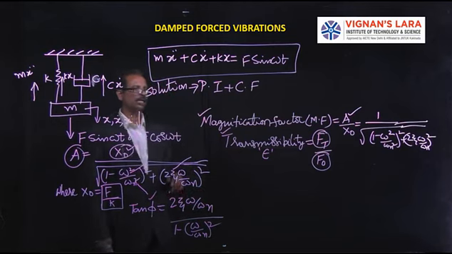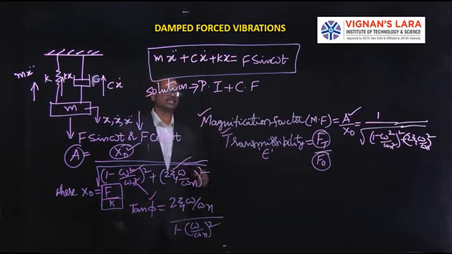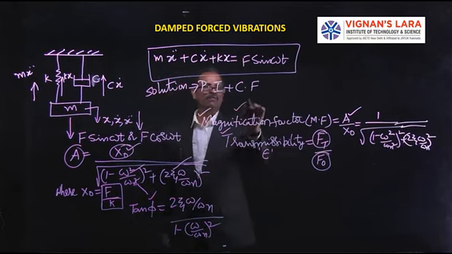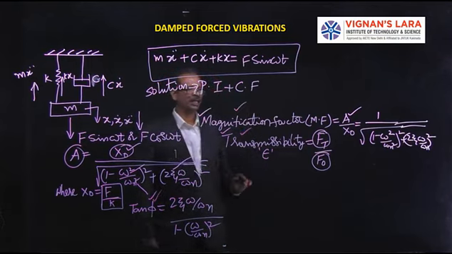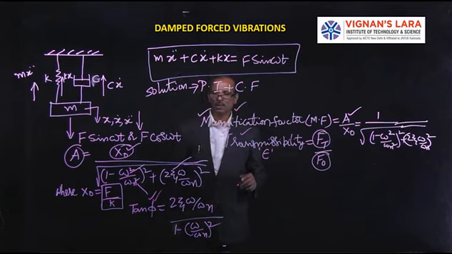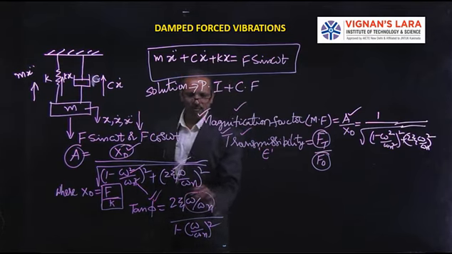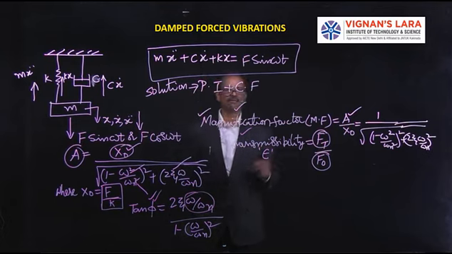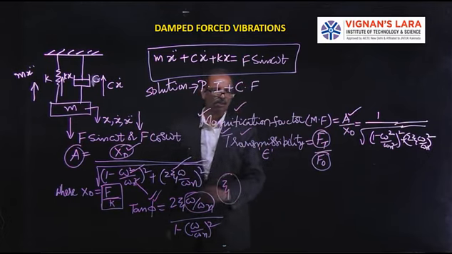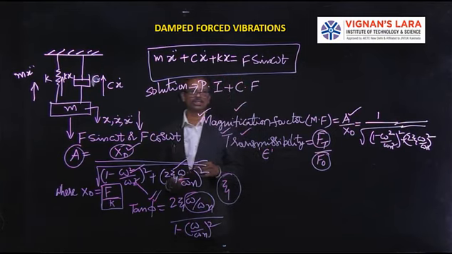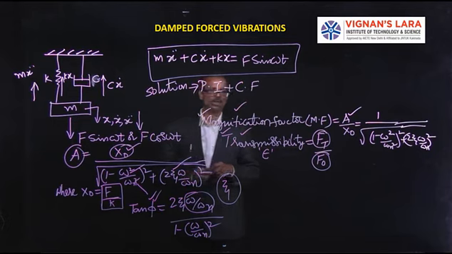In lecture 7 we will discuss elaborately the magnification factor, transmissibility and the phase angle with respect to omega by omega n, and how they vary for different values of zeta. That lecture deals only with these terms, and then we will solve some problems based on the theoretical part we discussed in today's lecture.